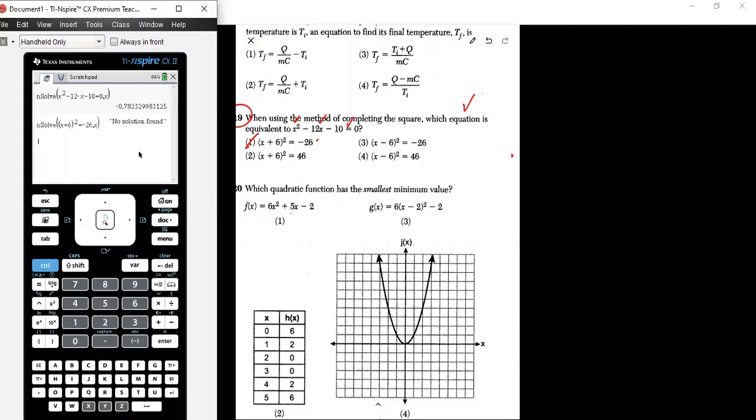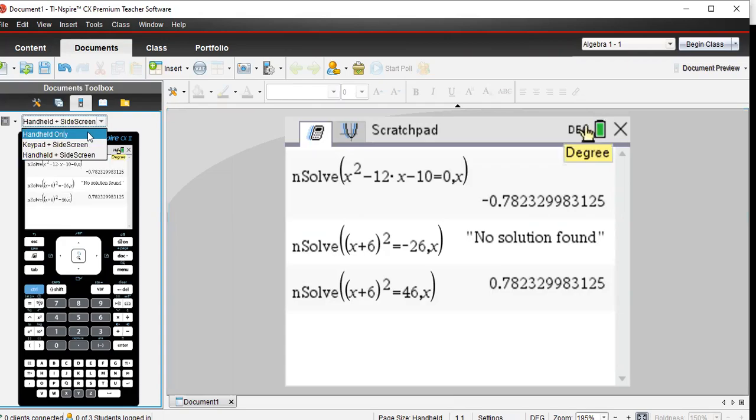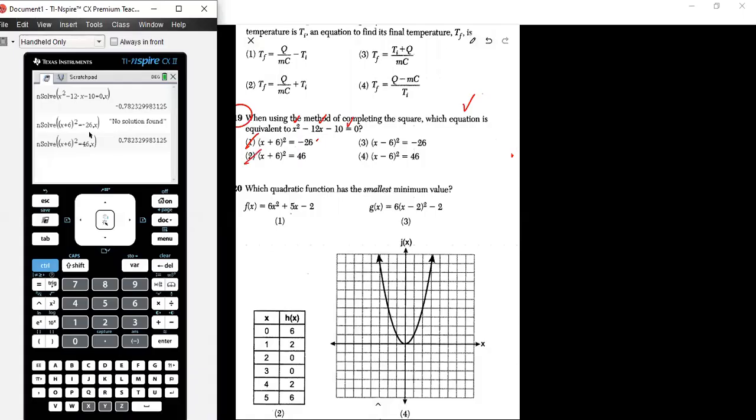Right. And then I'm going to do the same thing. I'm going to copy that, and I'm just going to change the negative 26 to 46. And then I'm going to try that. Now, this looks close, but it doesn't have a negative. So even though all the other numbers match, it's not the same. This is a negative and this is a positive. So that's also not the solution. That's not the one. So I'm going to cross the second one out.